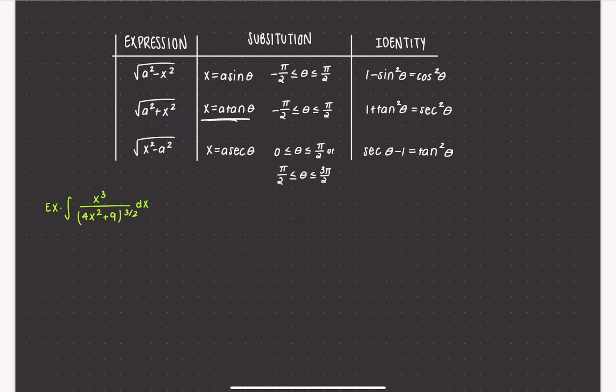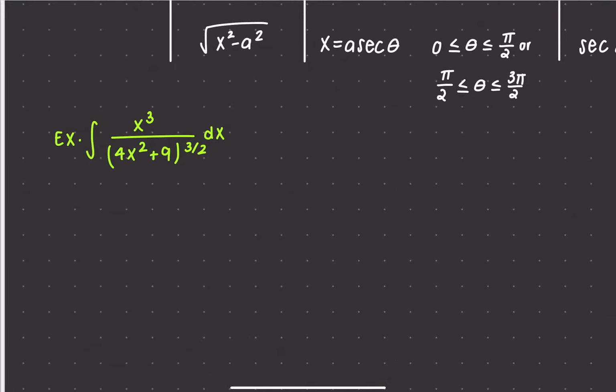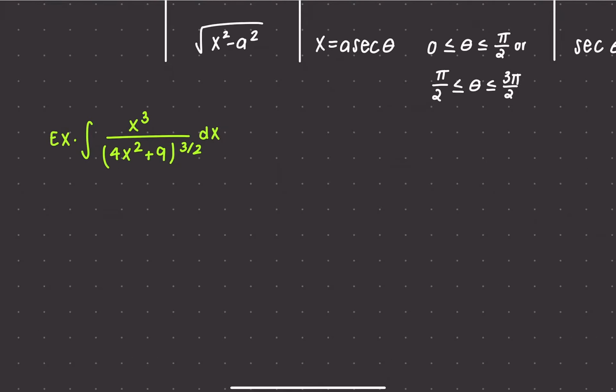Once we do that, we're going to substitute with the corresponding x value that is in this chart, and then we're going to use the identity theorem to simplify our expression. So let's do an example to see how it works. In our example, we have the integral of x cubed divided by (4x squared plus 9) to the 3/2 dx.